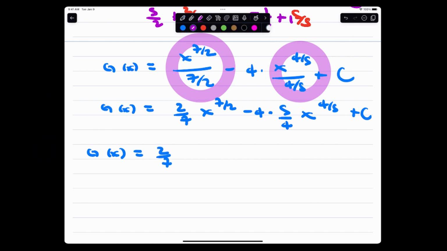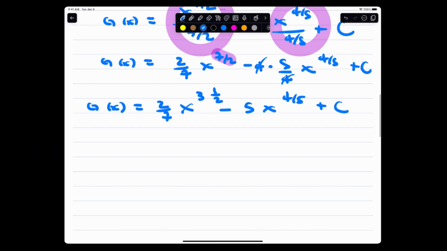And then do your arithmetic over here. What's 7/2? Anybody remember? Simplify that rational. 7/2, isn't that 3.5? And then you cancel. So it's minus 5x to the 4/5 plus c.